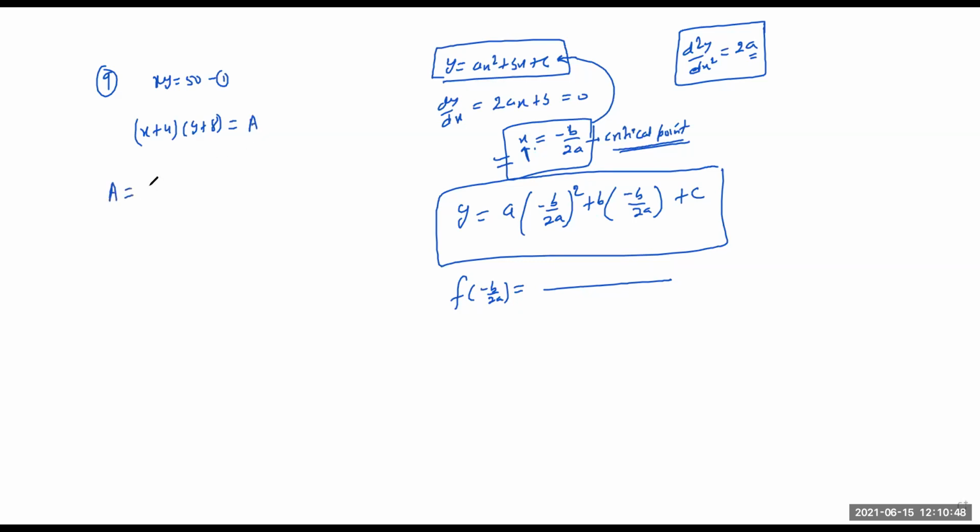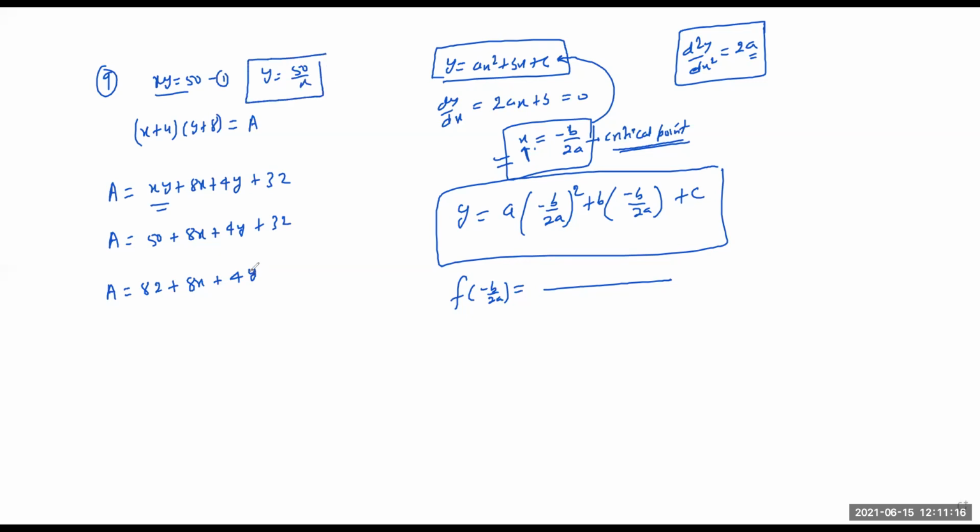So I got A equals xy plus 8x plus 4y plus 32. Since xy is 50, we can add 50 plus 8x plus 4y. So this is 82 plus 8x plus 4y. Y is how much? Y equals 50 upon x. So we got A equals 82 plus 8x plus 200 upon x.